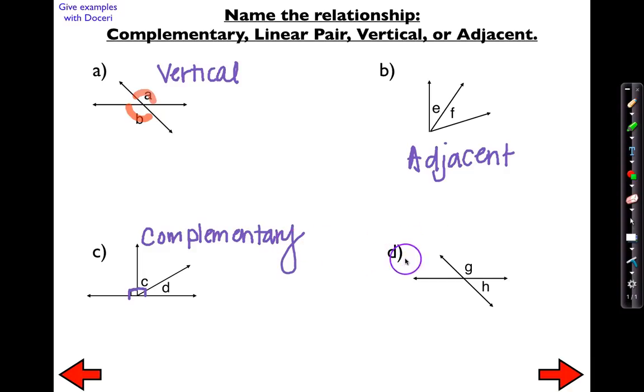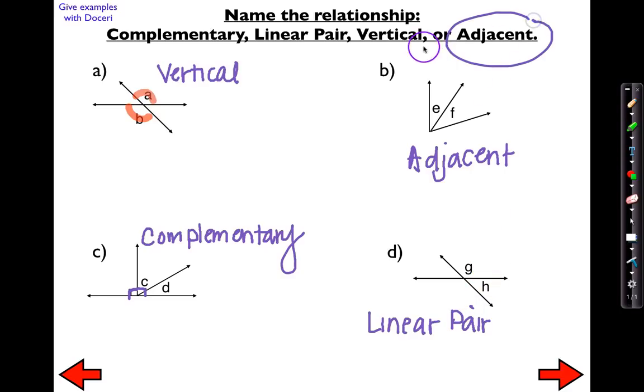What about D? D is definitely not complementary because these two angles do not add up to 90. I could call them a linear pair because they do make up 180 and they are adjacent to one another. So I'm going to go ahead and call that a linear pair. They're not vertical angles, but they are adjacent, and that is a given. Part of being a linear pair is the angles have to be adjacent. So I would say they're a linear pair as well as adjacent.